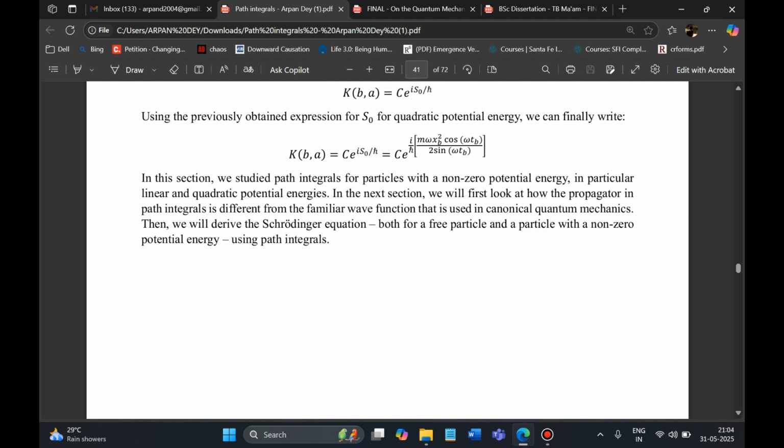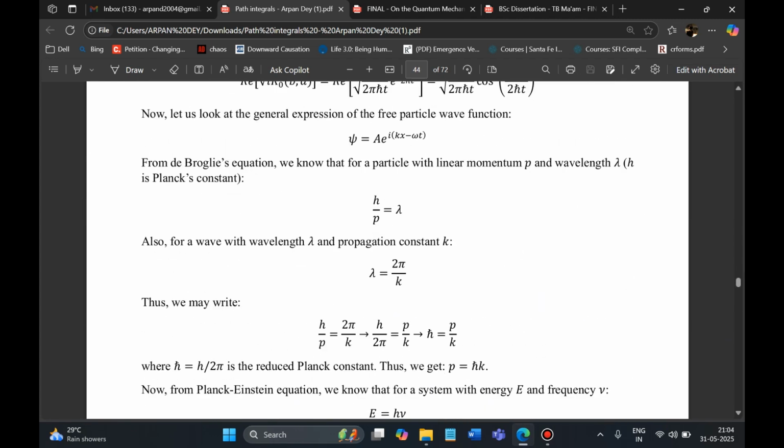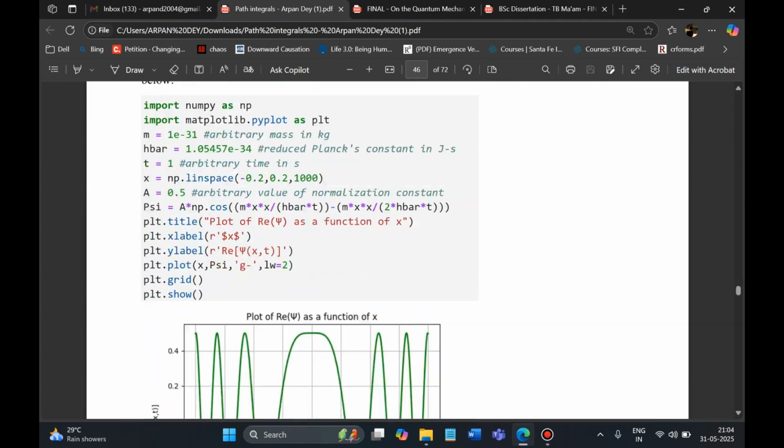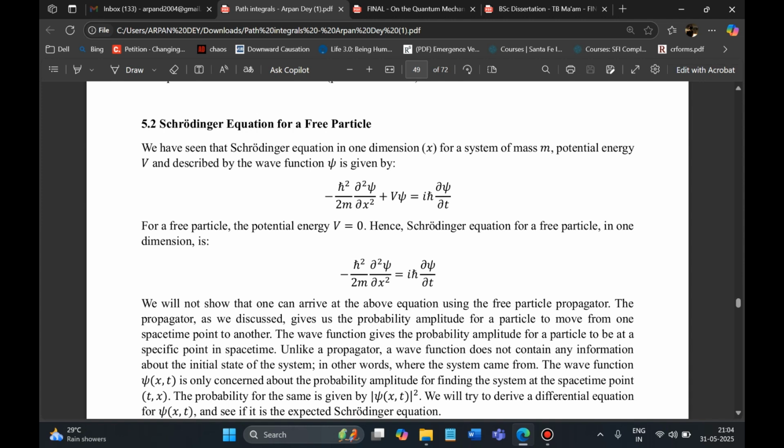The topic of both linear and quadratic potentials, free particle, propagators for particles with non-zero potential. Free particles I've already done in that video. Now in that video I have already discussed this thing. Okay, let me just quickly show you this. This thing, Schrodinger's equation for a free particle. Since I have discussed the free particle propagator in that video, that knowledge was sufficient to derive this.